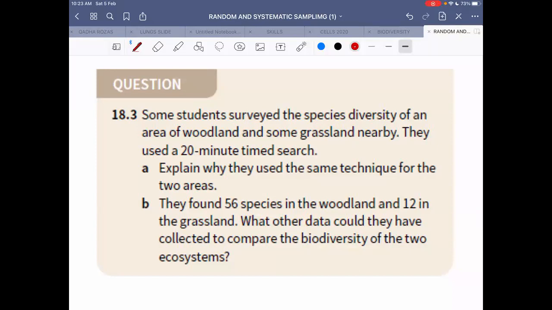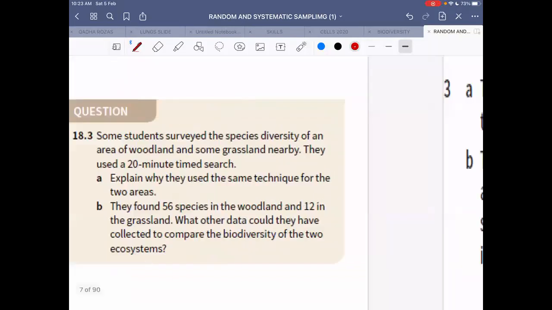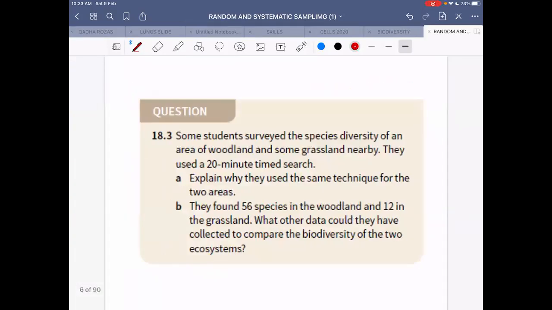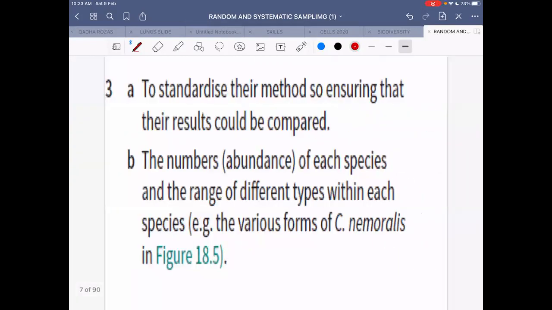Genetic diversity. हाँ, genetic diversity कर सकते थे, and they could have found out the species diversity भी कर सकते थे, the numbers, abundance of each species and the range of different types within each species. देखो उन्होंने सिर्फ ये बताया कि कितना था. हाँ, they said 56 species थी, नाम नहीं बताया, in the woodland and 12 species in the grassland. So they could have collected some more information also.